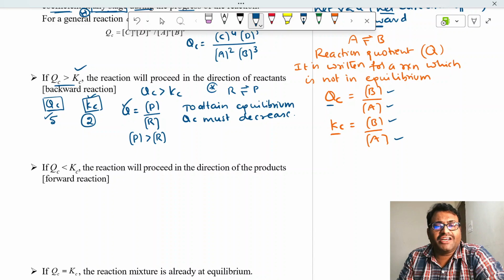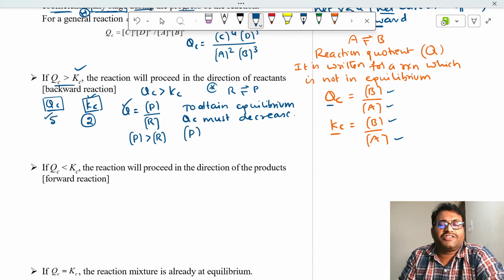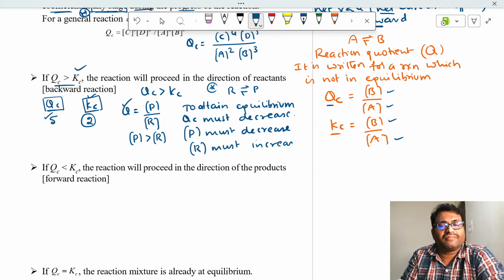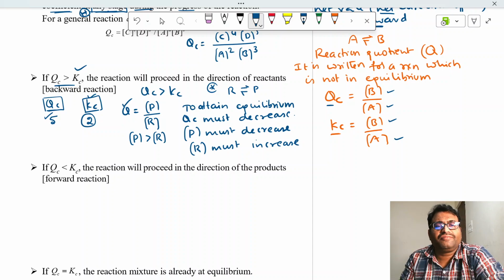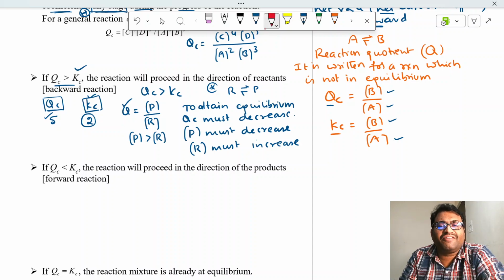Then if it has to decrease, what has to happen? Product concentration must decrease and reactant concentration must increase. Is it correct or not? So product concentration decreasing and reactant concentration increasing means what happens? What will be the direction of the reaction? Net direction of the reaction is reverse, backward, you see.